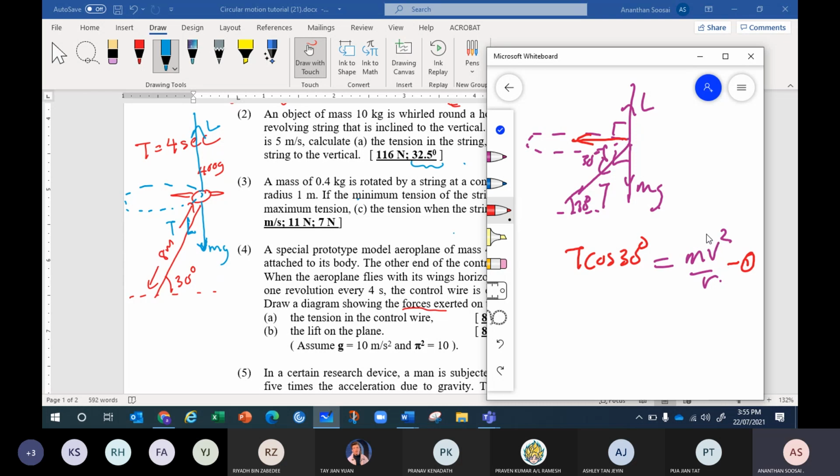Mv squared over r is quite suitable. What formula is the best? Because they give period, you better write mr omega squared. So T cos 30 equals mr omega squared is quite suitable compared to mv squared over r, because v is not given, but period is given, so we can find the omega. So from here we can work out the T. Okay.